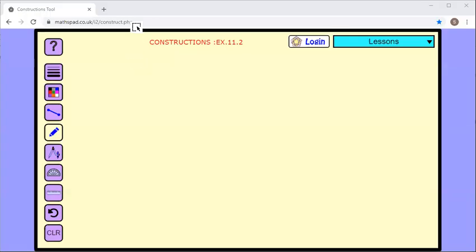Dear students, today we will start with constructions exercise 11.2 and you will learn how to draw tangents to a given circle. So children, we will start with exercise 11.2 and here is question number 1.